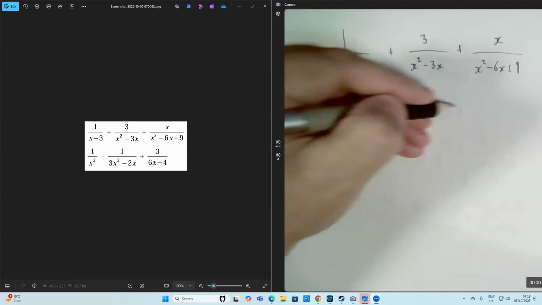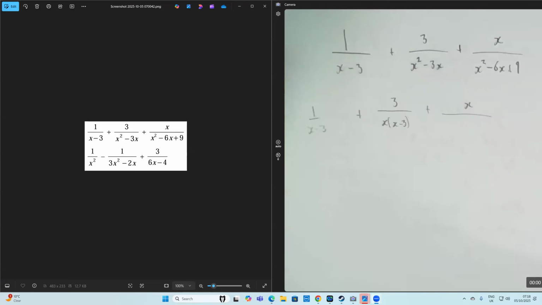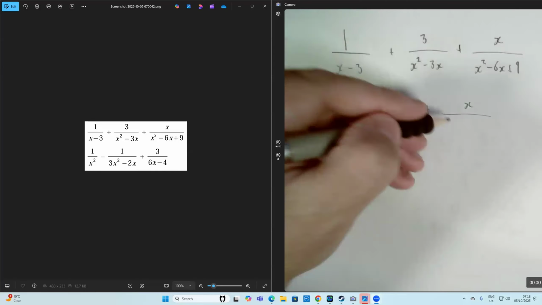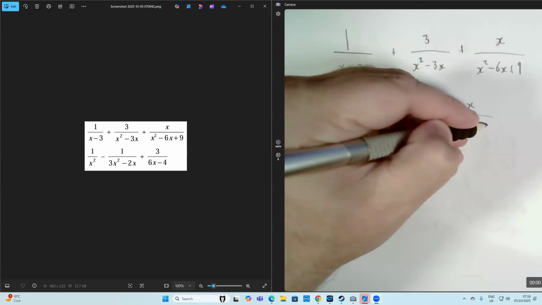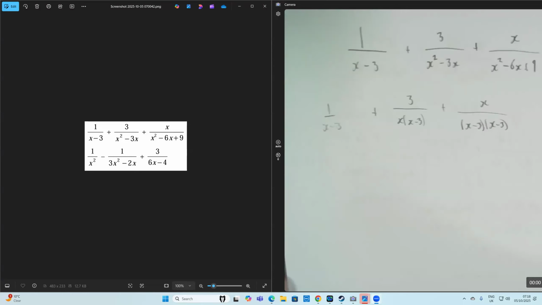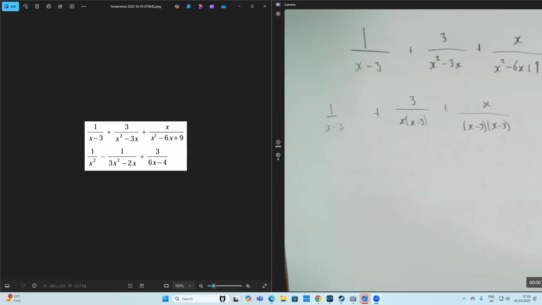And then the next one can factorize. We're looking for two numbers that are going to times together to make positive 9, but are going to add together to make minus 6. So that's going to factorize into x minus 3 times x minus 3. So the first step is just to factorize the various components.